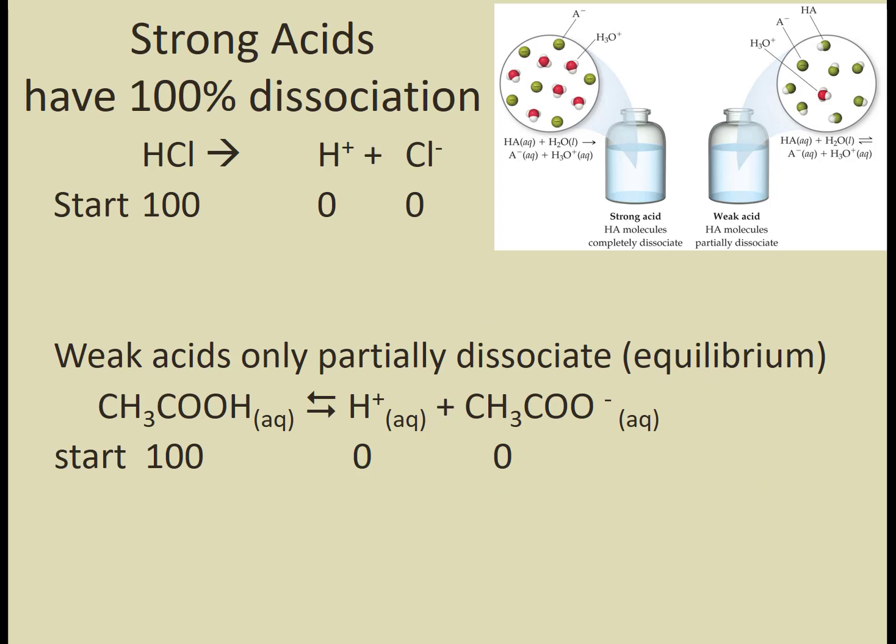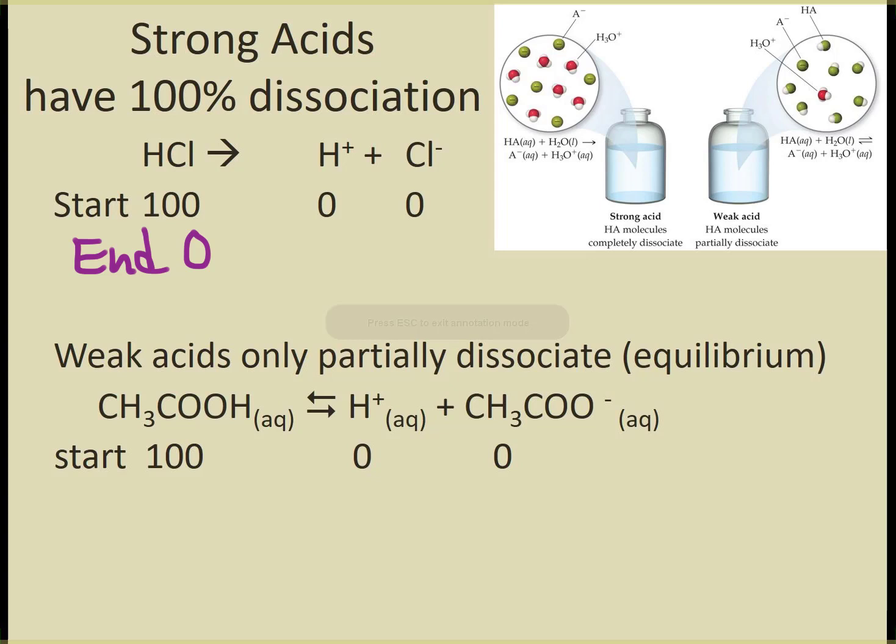What makes something strong? What makes something weak? What makes acids and bases strong is they have 100% dissociation. So for example, if I had hydrochloric acid and I start with 100 molecules of it, at the end, I'm not going to have any of those molecules left over. They will completely split up.